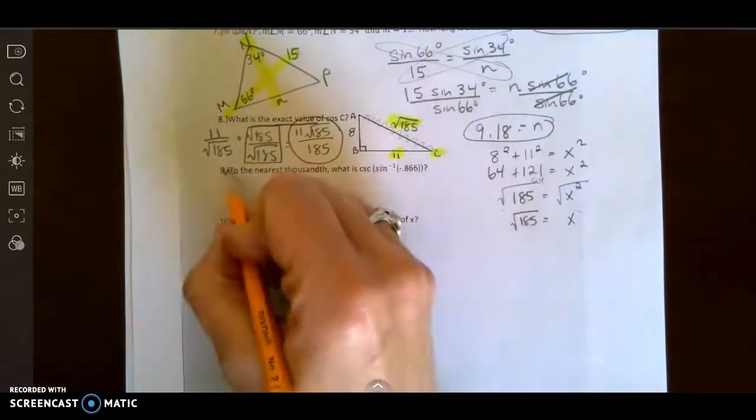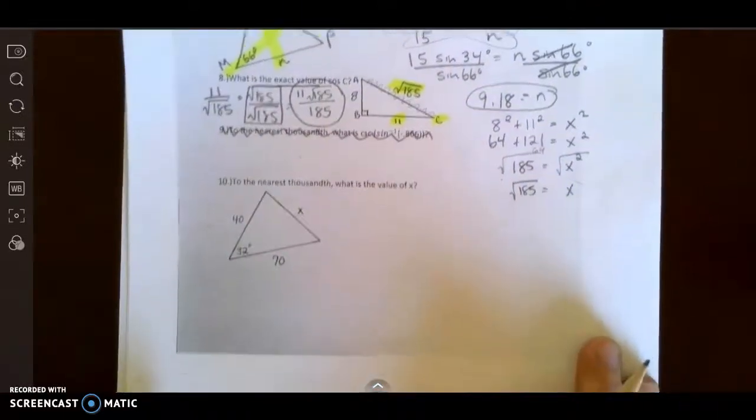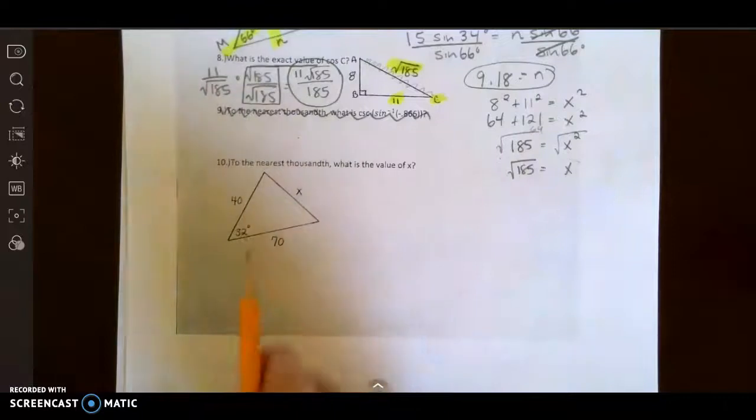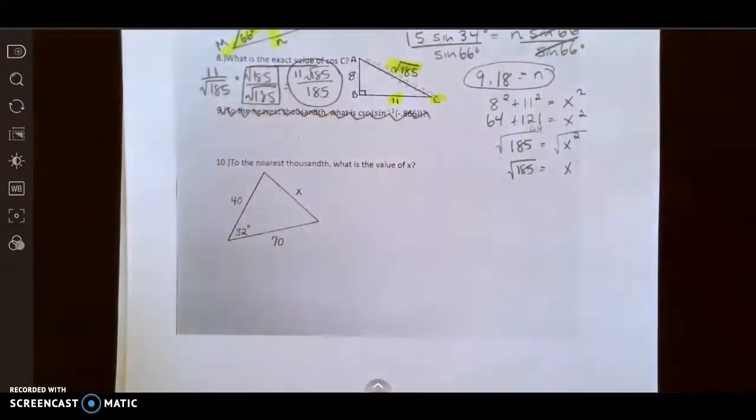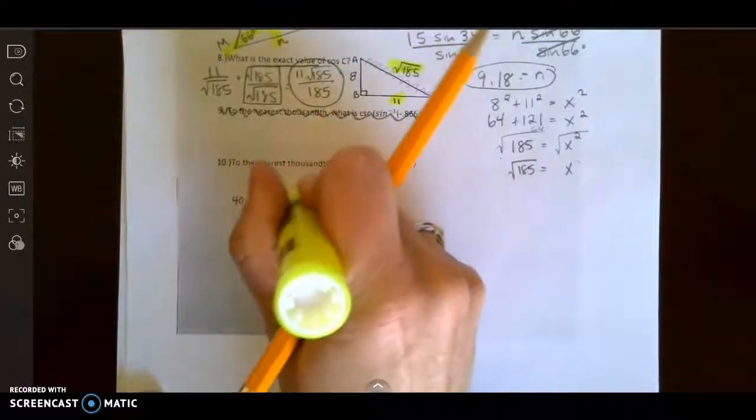Great. Number 9 we get to skip. Let's go on to number 10. We're asked to find the value of x. Notice that we have side angle side, and this is the angle with the side across from it.